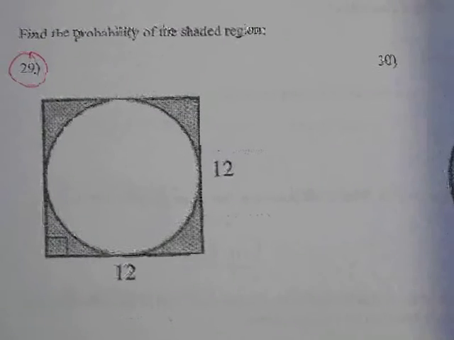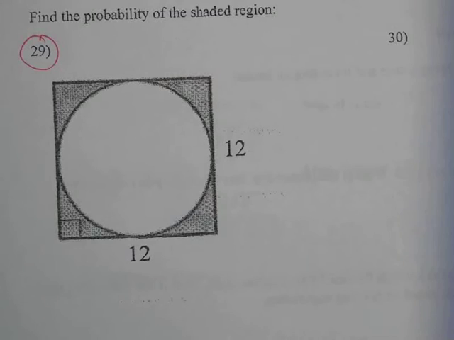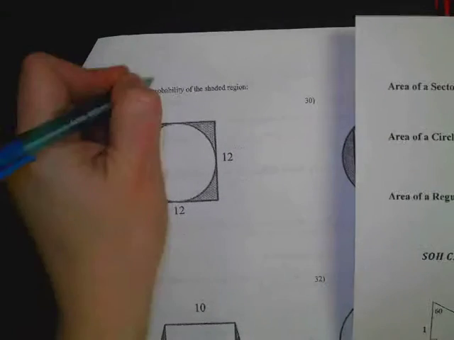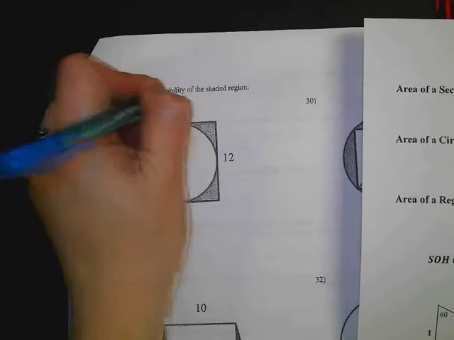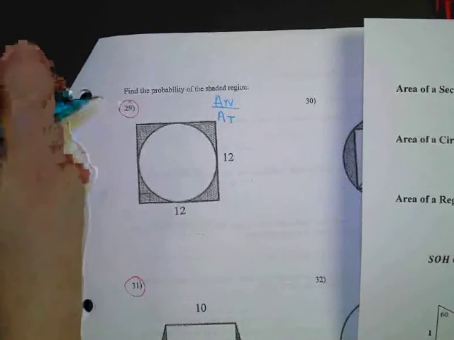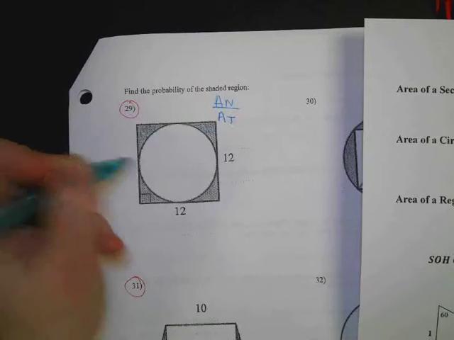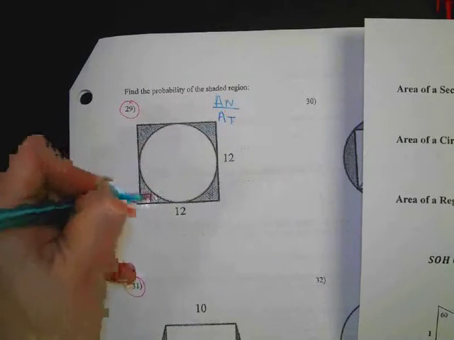All right, so here we have number 29. I guess I should actually show you it. There we go. Too zoomed in, sorry y'all. All right, so we want probability, which would be the area of what we want over the area of the total. Now, if we want the shaded region, that means we need the space between the square and the circle.